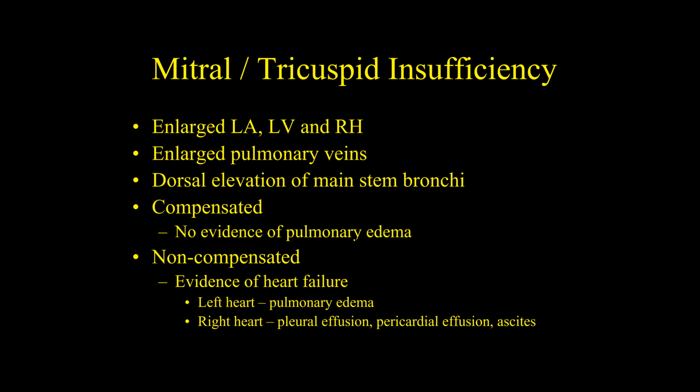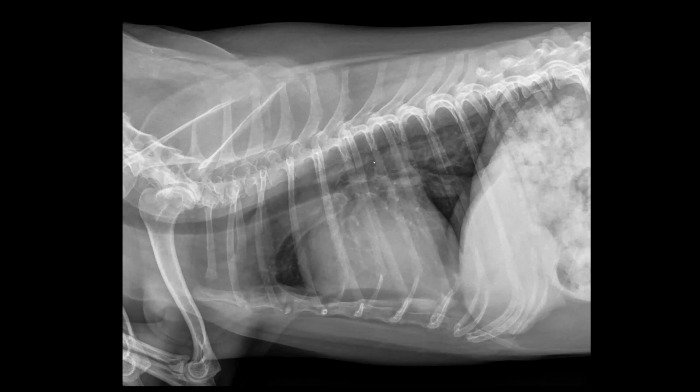Okay, so let's look at some examples of this. So here is a lateral view of a dog, and we can see there's big enlargement of the right side of the heart. It's very prominent. Here's enlargement of the left atrium. We remember that lives right up here at the 1 o'clock position on the lateral view. So big enlargement of the right heart. The left atrium's enlarged. This part of the heart is the left ventricle. It may be a little bit enlarged too.